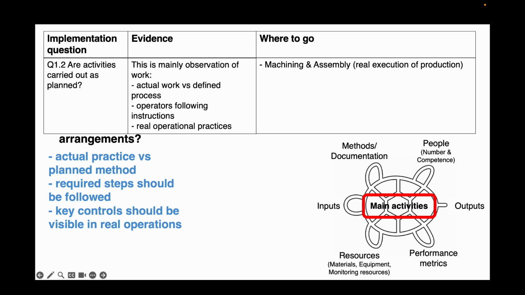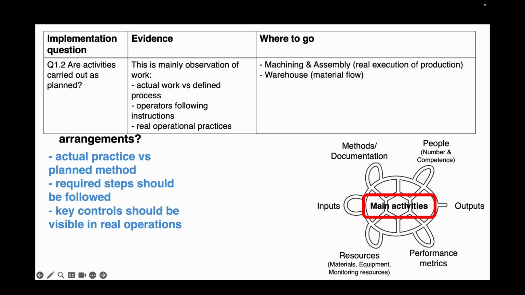Now, another place to go is the warehouse. The warehouse is important because it allows me to verify whether the material flow supports the process as planned. So I go there to see how materials are received, stored, identified, issued, and moved into production or towards dispatch.